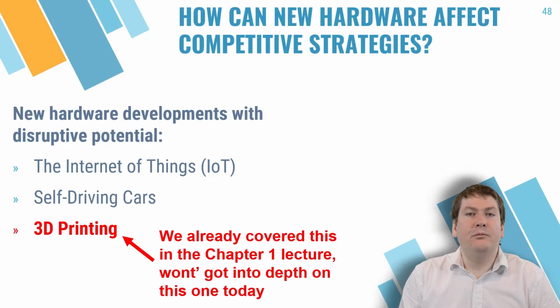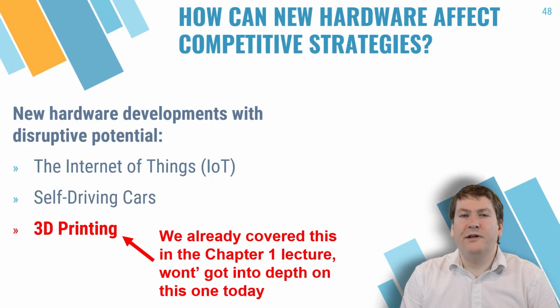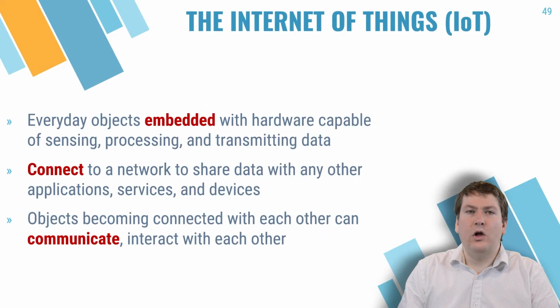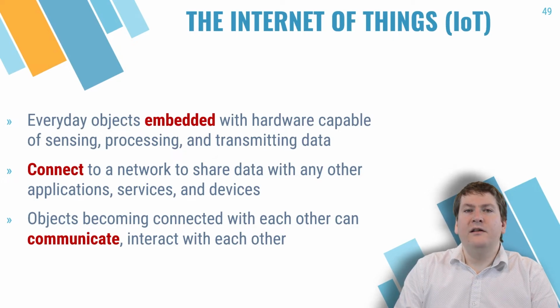Now, I've already covered 3D printing in our Chapter 1 lecture, and I'm sure you're sick of me going on about it by now, so we'll just briefly cover that one and mostly look at the other two, IoT and self-driving cars. The Internet of Things is a trend we are seeing to embed network and sensor hardware into electronics that would traditionally not have them. This enables them to connect to a network or the internet to share this data, as well as enable remote control over the device. When combined together, these objects allow for more complex and interesting interactions. This has largely been made possible through miniaturization of chips and the rapid reduction of their costs.